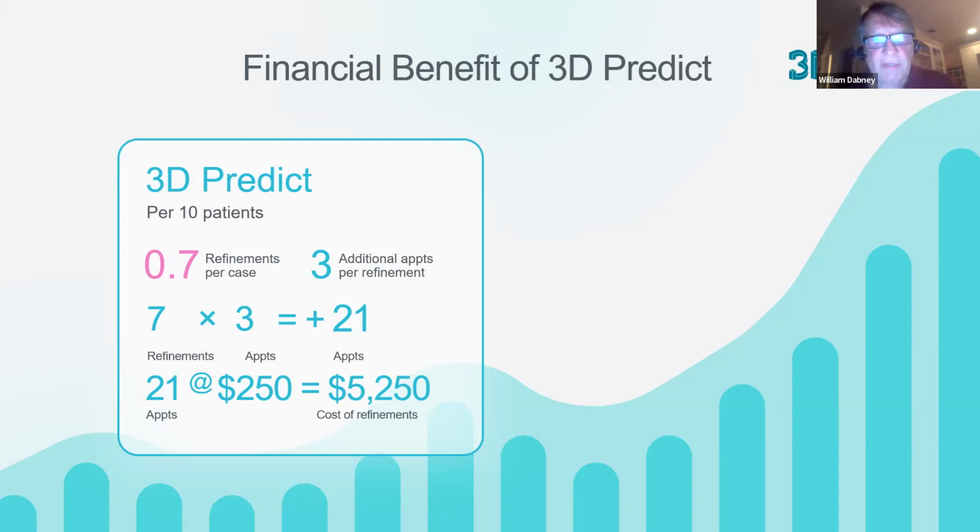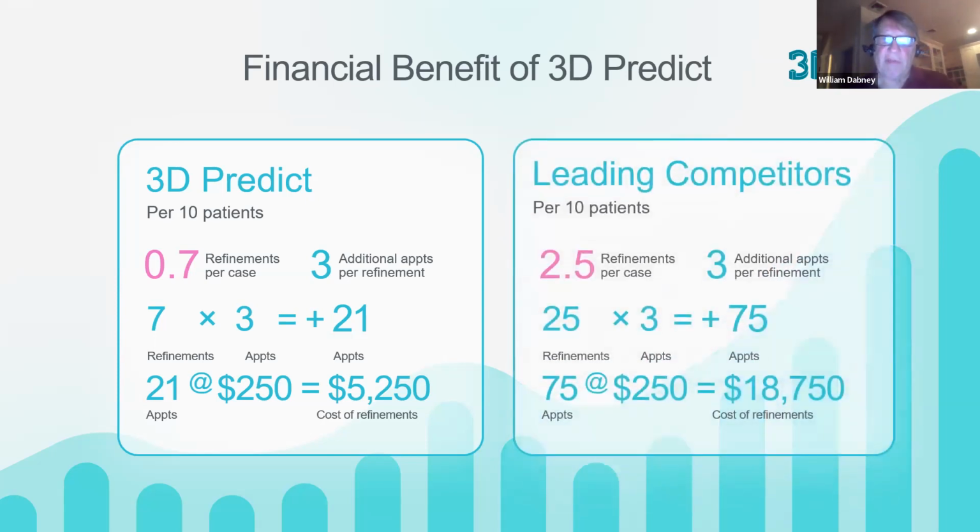So at each refinement, we typically have at least 3 more appointments. So you can get 21 extra appointments with 3D Predict. Ballpark $250 appointment, and I can teach you how to do 1.5 to 3.5 times that for appointments if you'd like. So your cost of refinement is an extra $5,000. Now let's go to a competitor where you need 2.5 refinements, which means 3 extra appointments each. Now you've got 75 appointments, and the cost of all those appointments is $18,000.